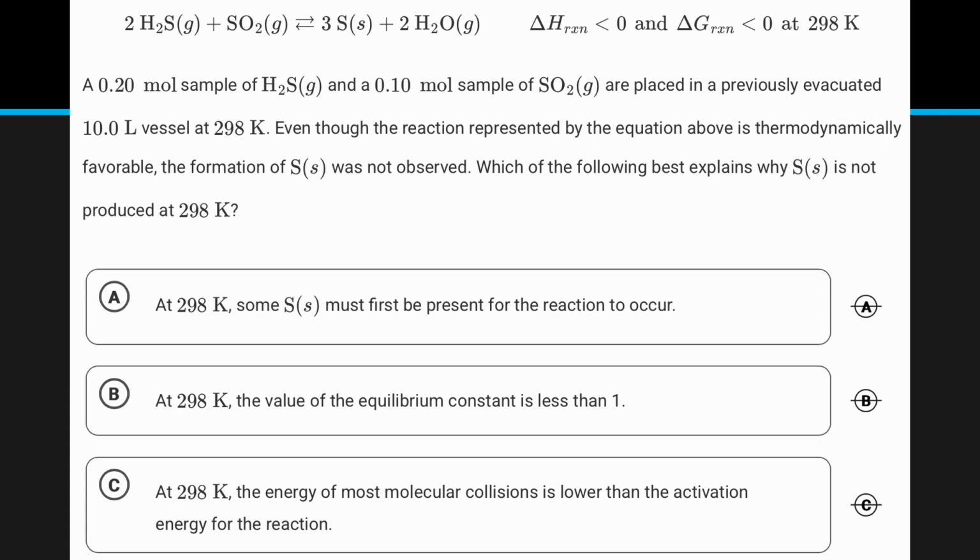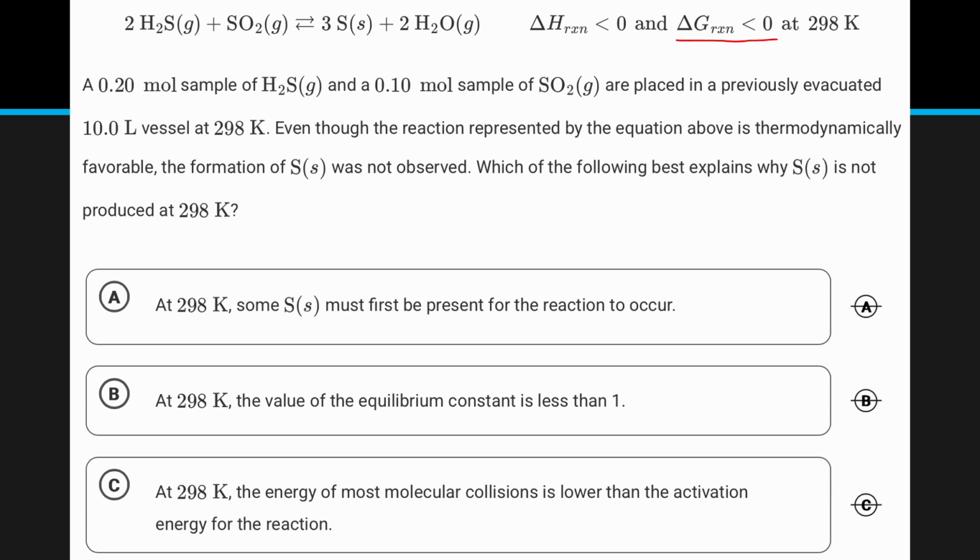So looking at this equation, it's saying that we have a delta G of less than 0, which means we know it is technically thermodynamically favored. However, it's observed that none of the sulfur was forming. So what can be a reason for that?